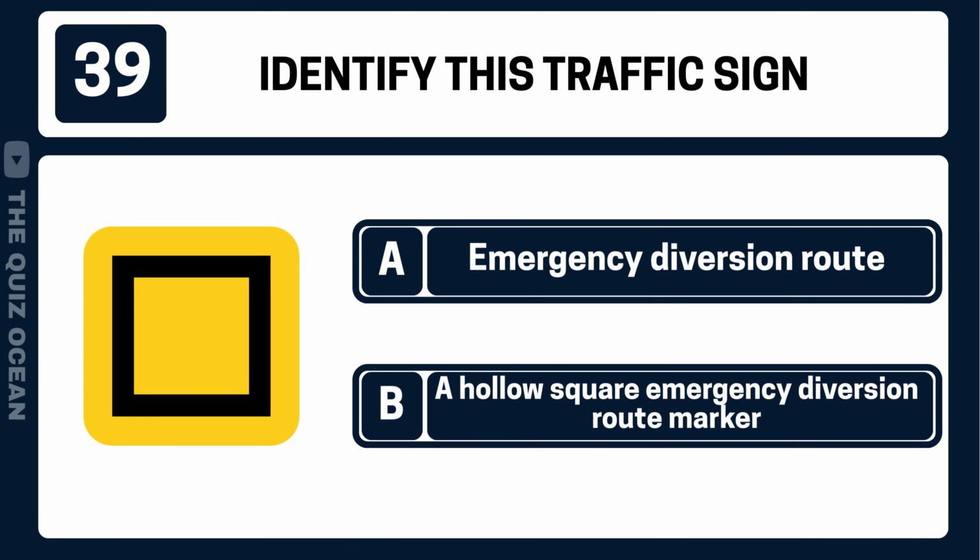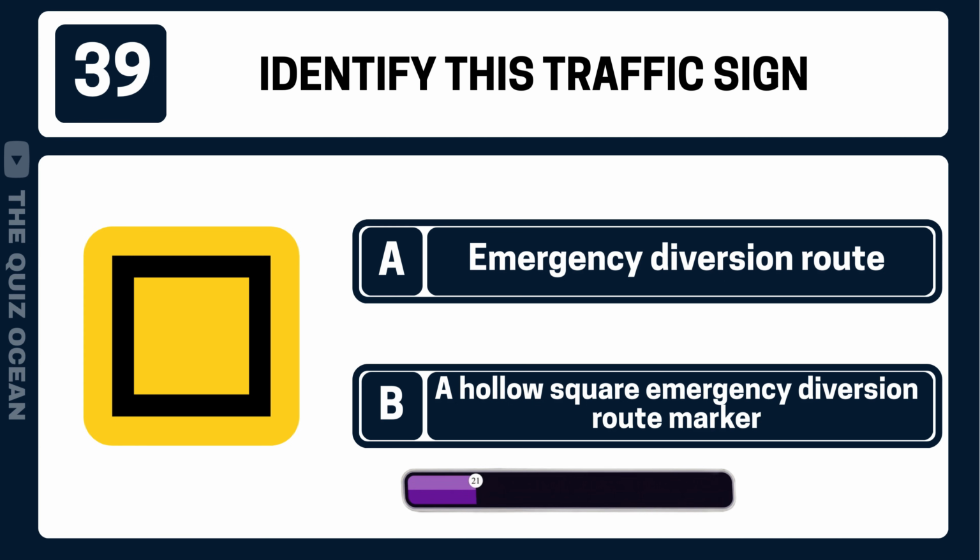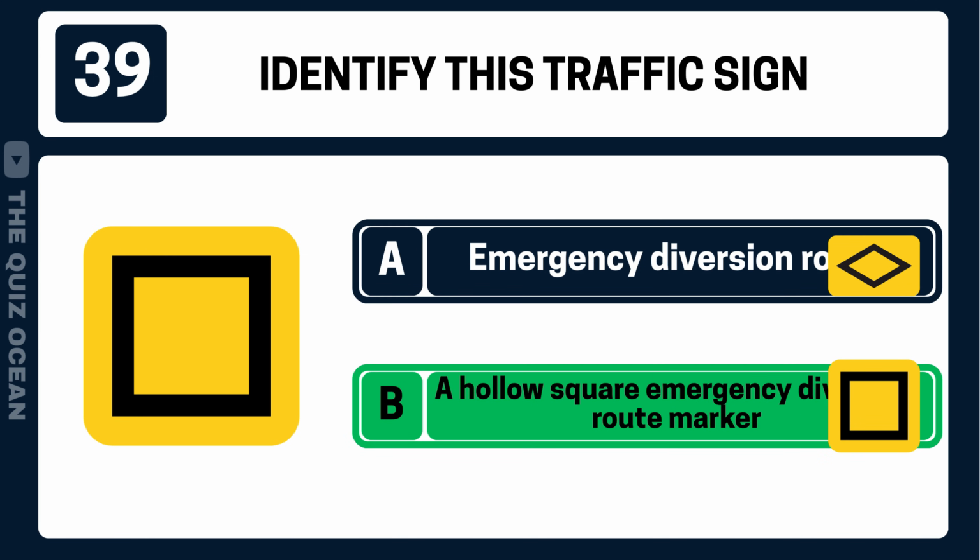Identify this traffic sign. A. Emergency diversion. B. A hollow square emergency diversion route marker. Correct. This is a hollow square emergency diversion route marker.